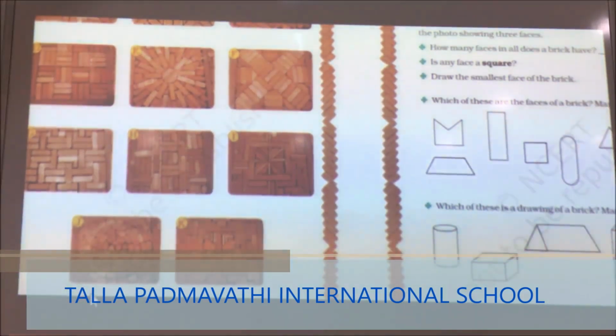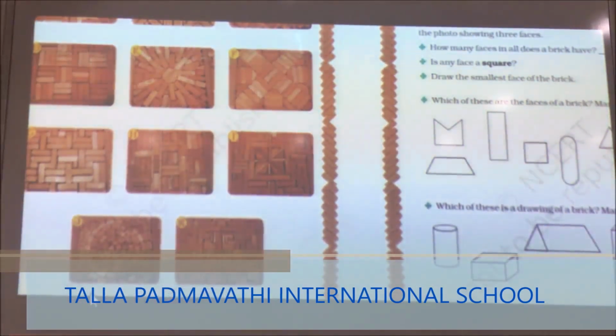So J is also symmetric. The last one, K. If you see, children, here the bricks are arranged upwards and here downwards. So when we do it symmetric, they may mismatch. So K is also not symmetric.